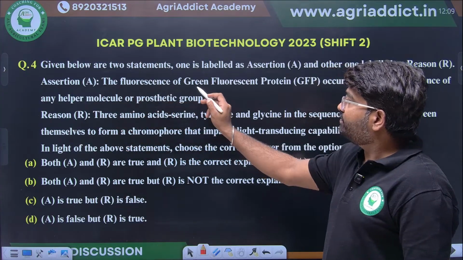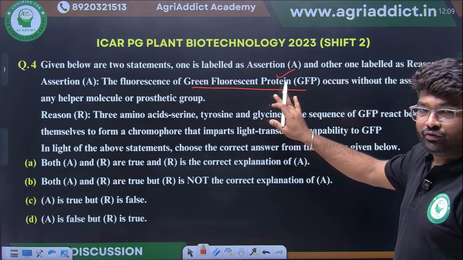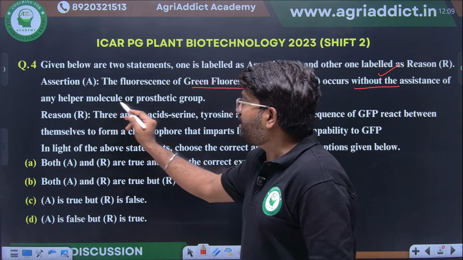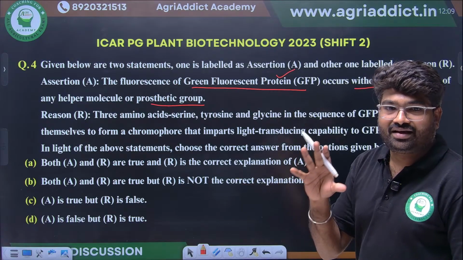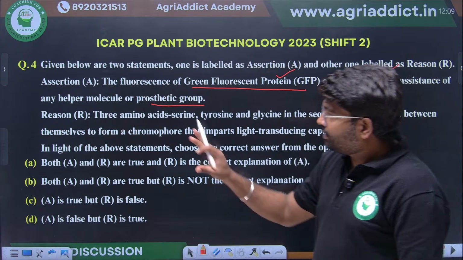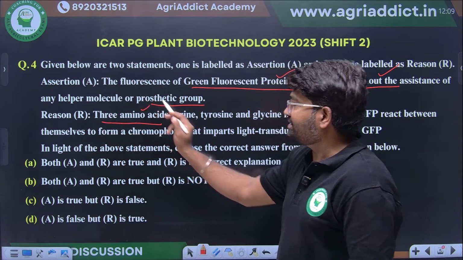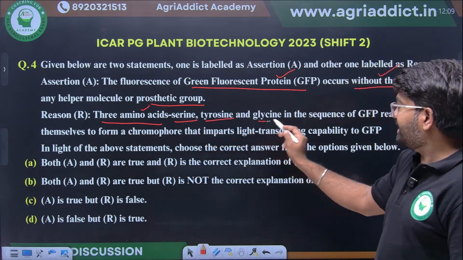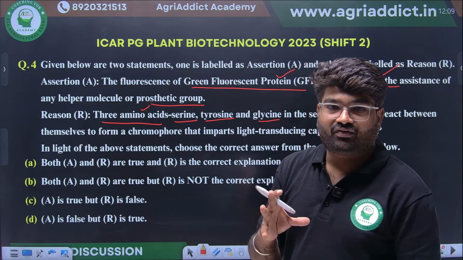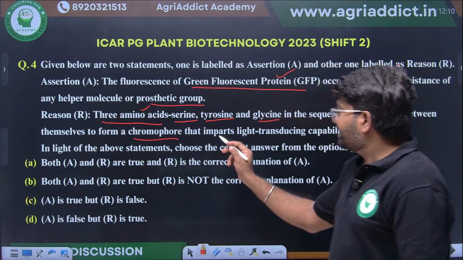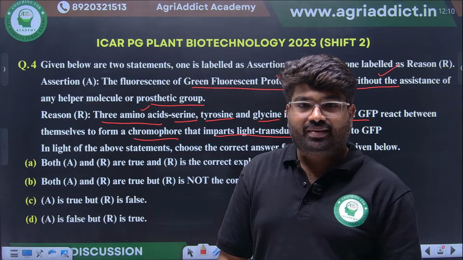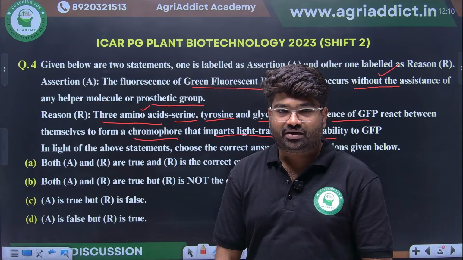The fluorescence of green fluorescent protein occurs without the assistance of any helper molecule or prosthetic group. They are saying the green fluorescence will happen without the help of any prosthetic group. Why does it happen? There are 3 amino acids, serine, tyrosine and glycine, that will form themselves as a chromophore that imparts light transducing capability to green fluorescent protein. What will be the right option, students?